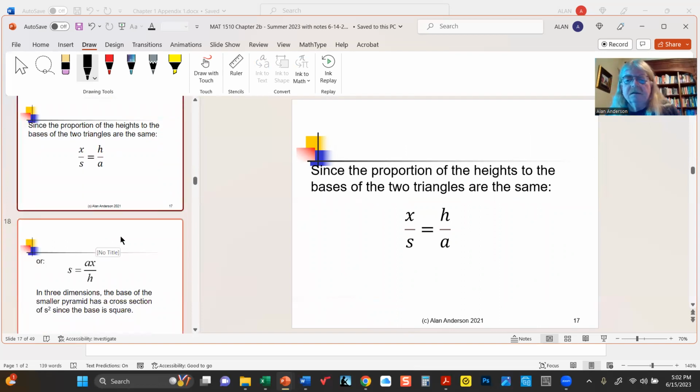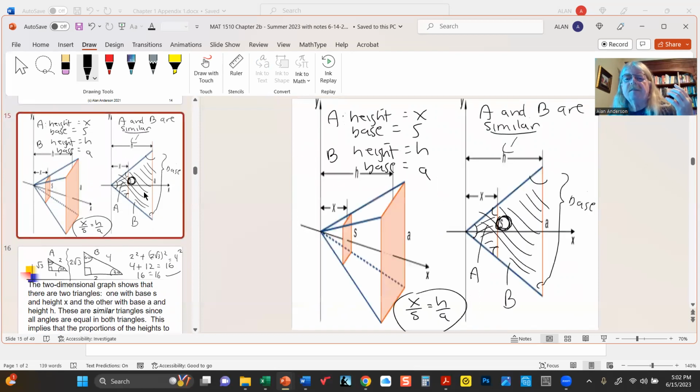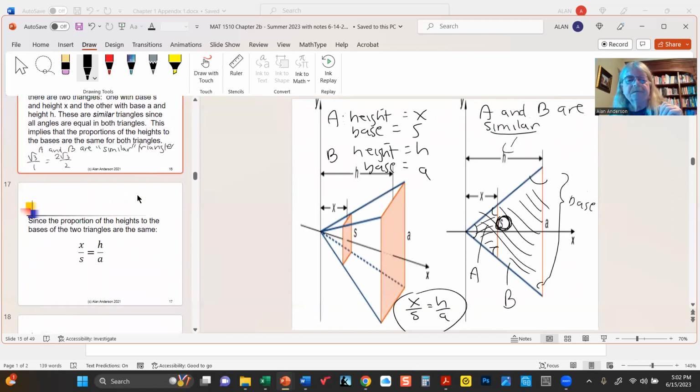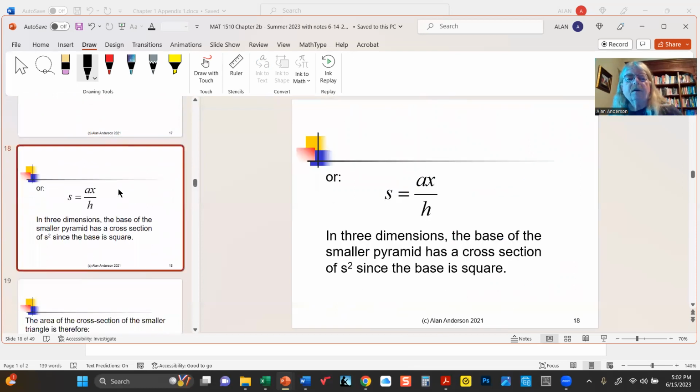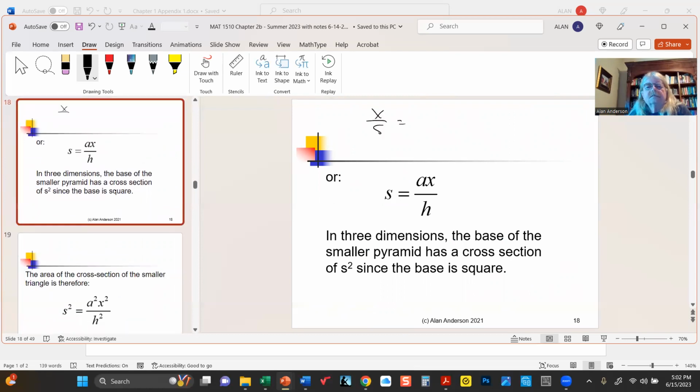And that means, and by the way, remember what we're trying to do here, we're taking a pyramid which has a square base. The area of that base could be defined as the cross section. So therefore, what we're trying to figure out here is S. Okay, the dimensions of the base of this small triangle. So S, rearranging it algebraically, you can just cross multiply them and you'll see what happens. XH equals SA.